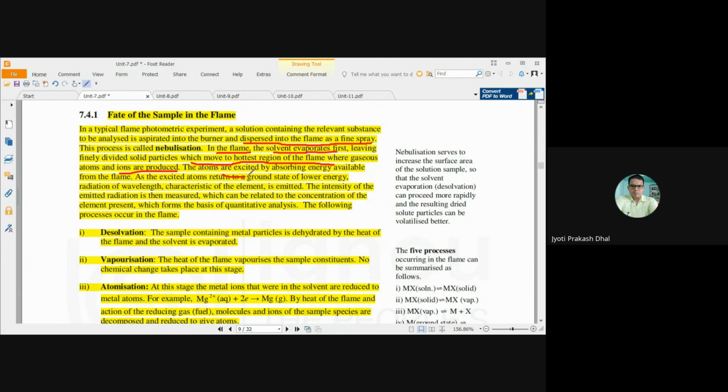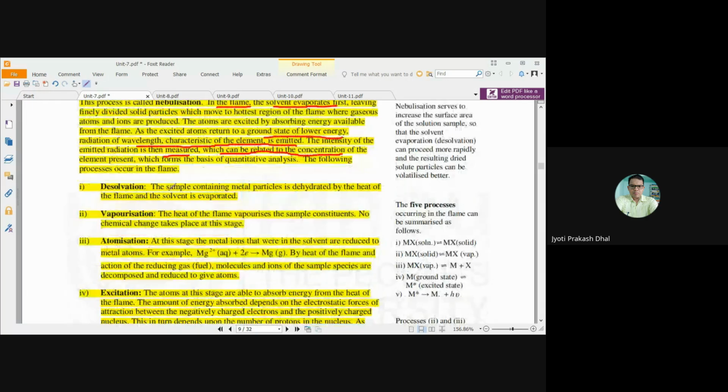The atoms are excited by absorbing energy available from the flame. As the excited atoms return to the ground state of lower energy, radiation of wavelength characteristic of the element is emitted. So the intensity of the emitted radiation is then measured, which can be related to the concentration of the element present in the analyte, which forms the basis of quantitative analysis. And the following processes occur in the flame.